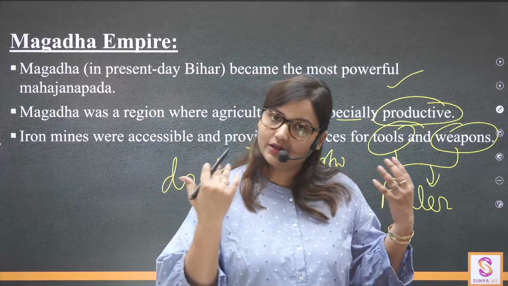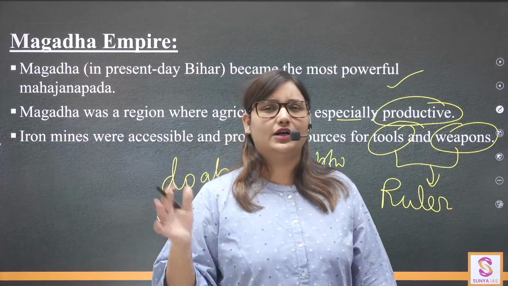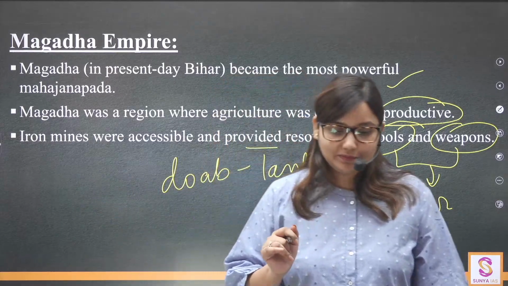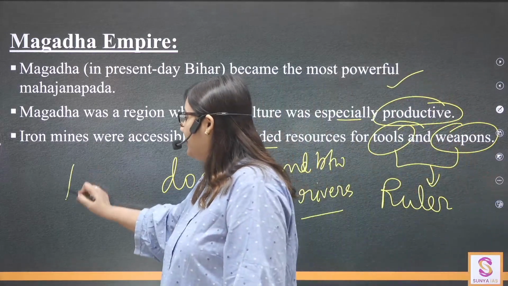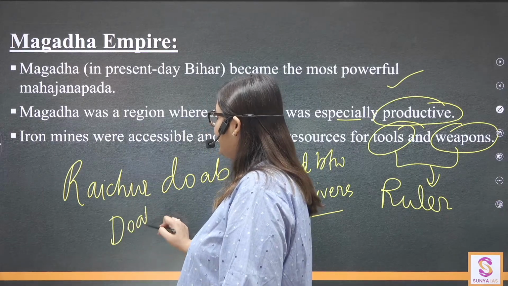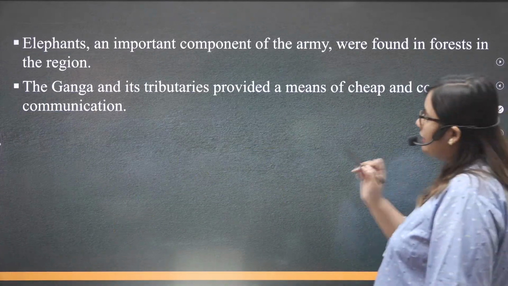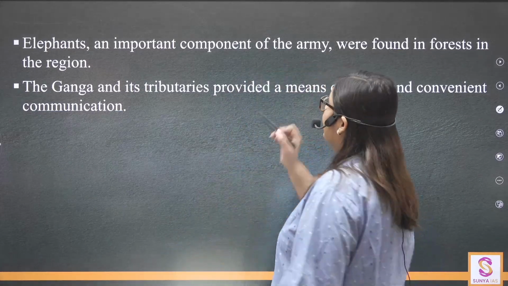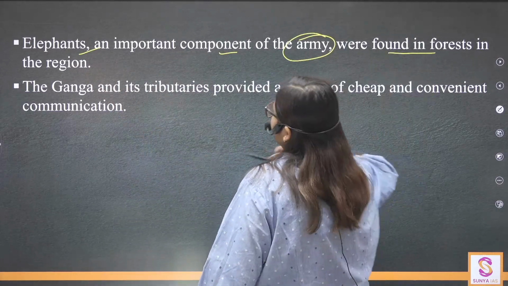The battles were there in the time of Sangam age also. Later you will see in the medieval times also, Pallavas, Chalukyas, they will fight to capture that region. Do you know the name? Yes, the right answer is by Saurabh, Raichur Doab in South India. Well done. Okay, so Raichur Doab is the right answer. Now, elephants were also there. That's why Magad Empire rose. So elephants were an important component of the army, and they were found in forests in the region.